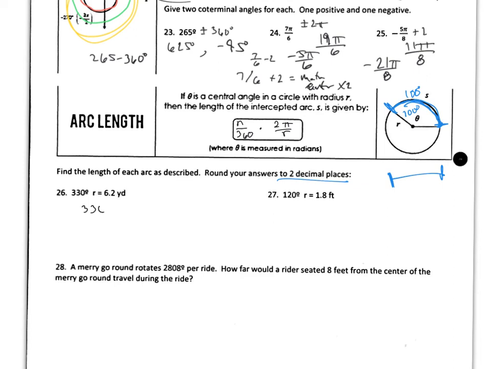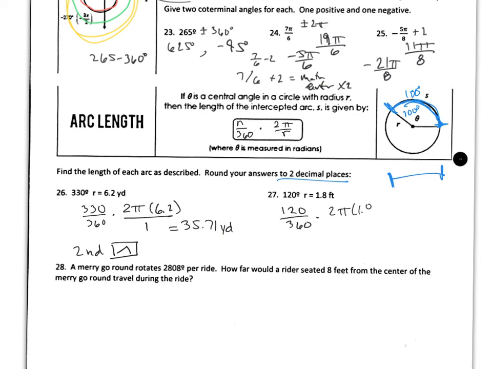So the 330 over 360, this is basically what fraction of the circle is it? Is it all circle? Is it a 1/4 of the circle? So that gives you the fraction, and then you multiply by 2 pi times your radius, which is 6.2. Now in your calculator, the pi key, you go second, and then that little caret key or the power key, and that will give you the pi. Now you can put in the 3.14 yourself. Probably easier to just use the pi key. We're going to 2 decimal places, so we have 35.71 yards.